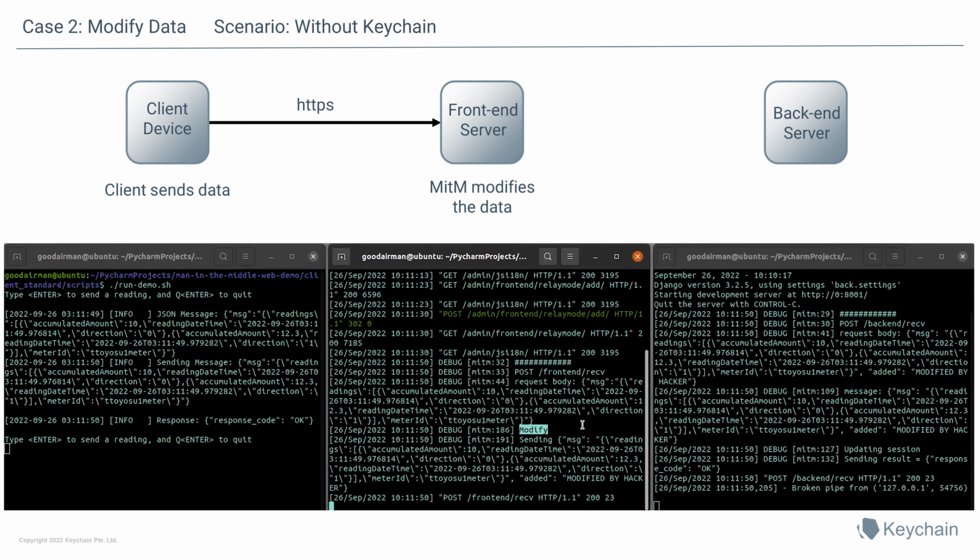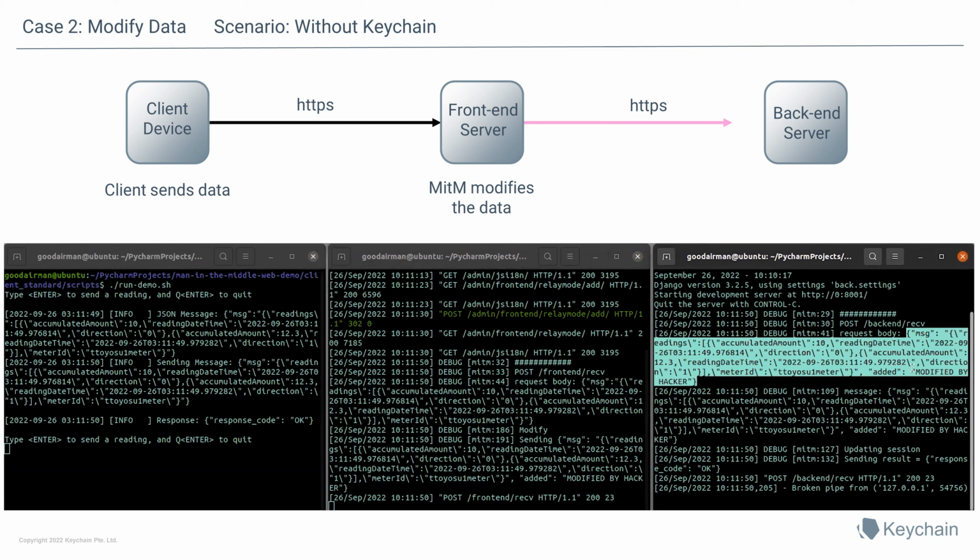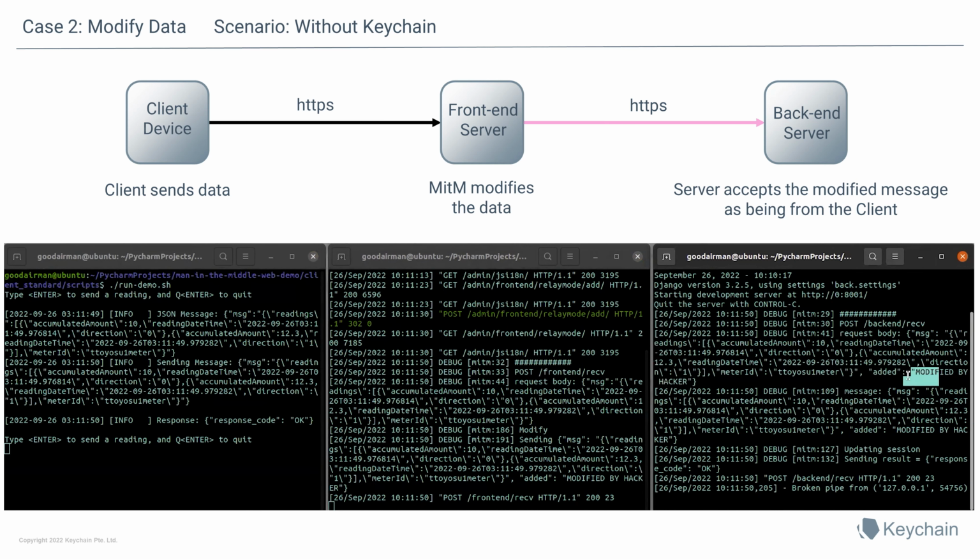So what happened is that it has modified the original message by adding this to the JSON, modified by hacker. Okay, that's what we call modified mode because it's modifying the original message. And then it sends that message to the backend server. And here you see it has received the message that was modified by the front server, modified by hacker. And because it's not running with keychain, it does not know that this message did not come from the client. So it thinks that it was a successful message and it accepted it.